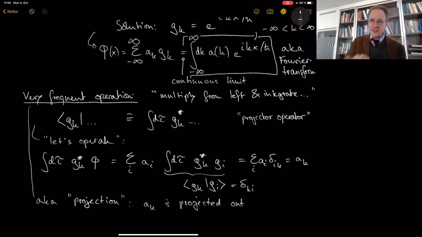You do two things: you multiply with your complex conjugate eigenfunction of your interested index, and you integrate to exploit the orthogonality. All right, that was the remark I still wanted to make.